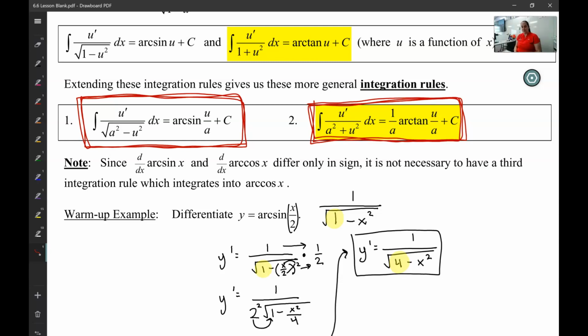In the next video, we're going to start to do some integral examples where we apply these two rules.